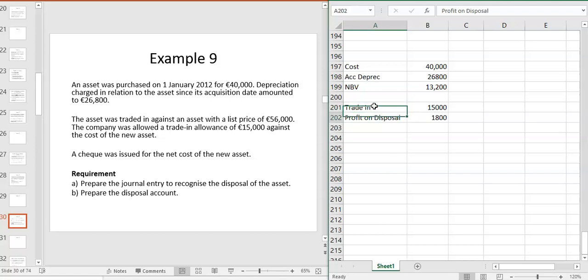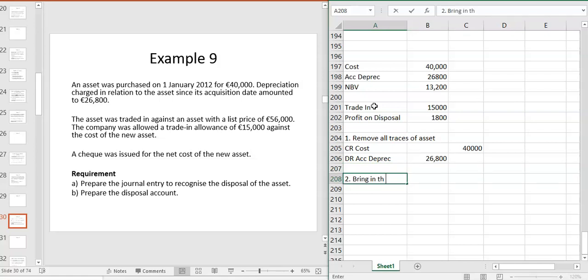Right? So in our case here, number 1, remove all traces of asset. Again, as we've done before, credit the cost account, 40. Debit accumulated depreciation, 26.8. Nothing like we've done before, it's the exact same as we've done before.